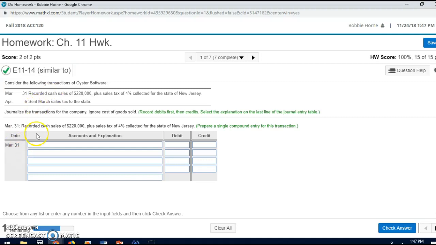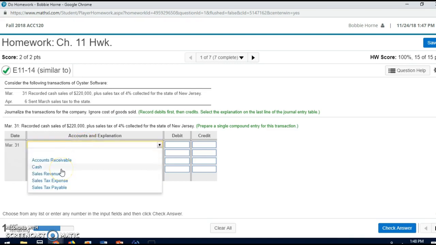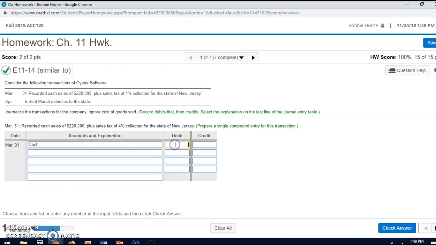Okay, on March 31st, we're going to record cash sales of $220,000 plus 4% sales tax. So $220,000 times 0.04 would be $8,800. So we're going to record cash of the $220,000 plus the $8,800, so $228,800.